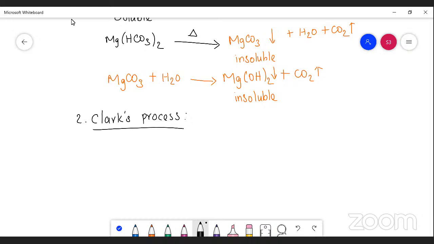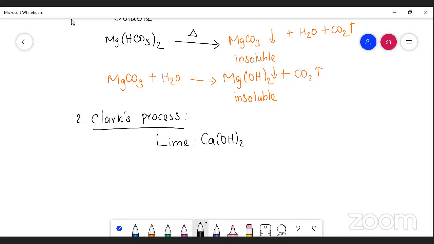Now, in this class process, we are taking lime. What is lime? Lime is nothing but calcium hydroxide, which is lime water. Quick lime is calcium oxide. We are adding lime to calcium or magnesium bicarbonate. Then we will get calcium and magnesium carbonate as a precipitate.